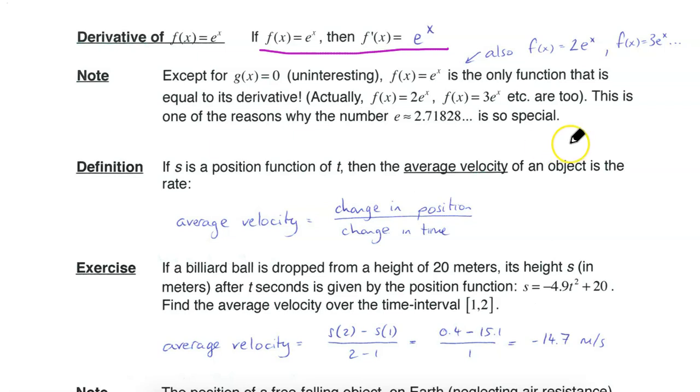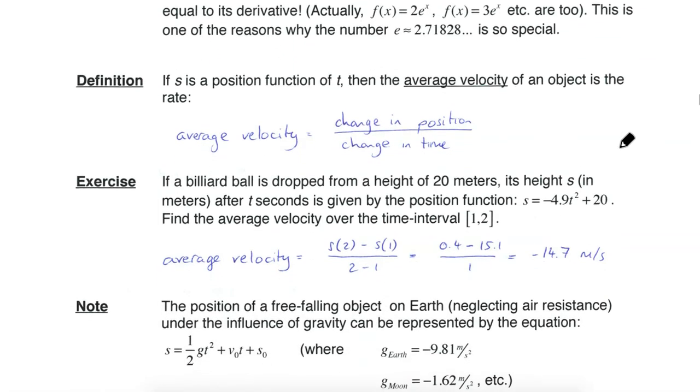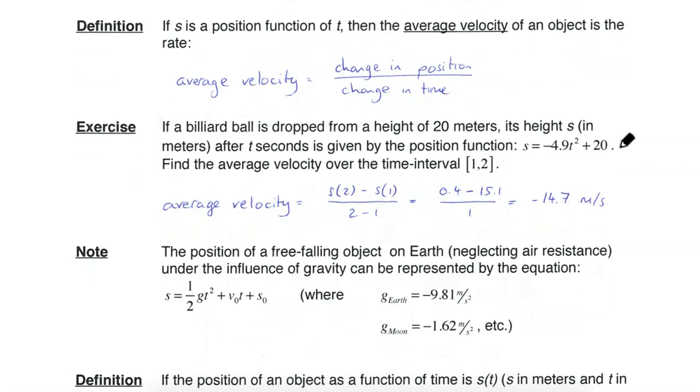So let's talk about velocity now. First, we're going to review average velocity, which is something you've known since middle school probably. The average velocity is the change in position divided by the change in time. So if you know the position of an object at two different times, then you can find the average velocity between these two times. Here's an example: a billiard ball is dropped from a height of 20 meters.